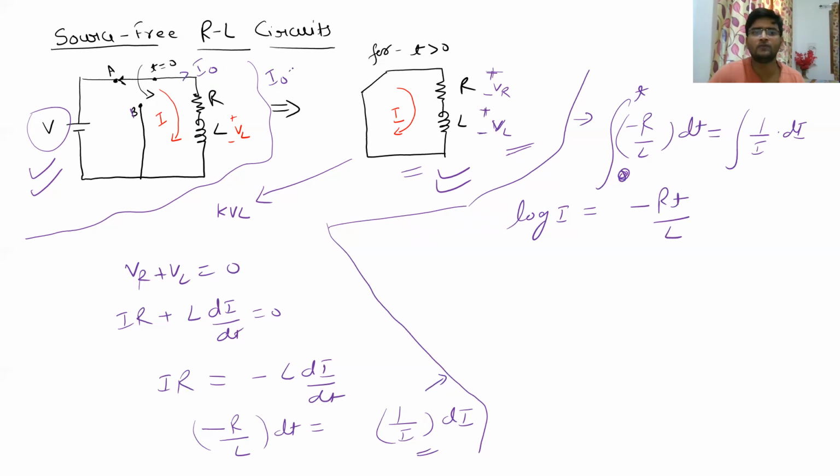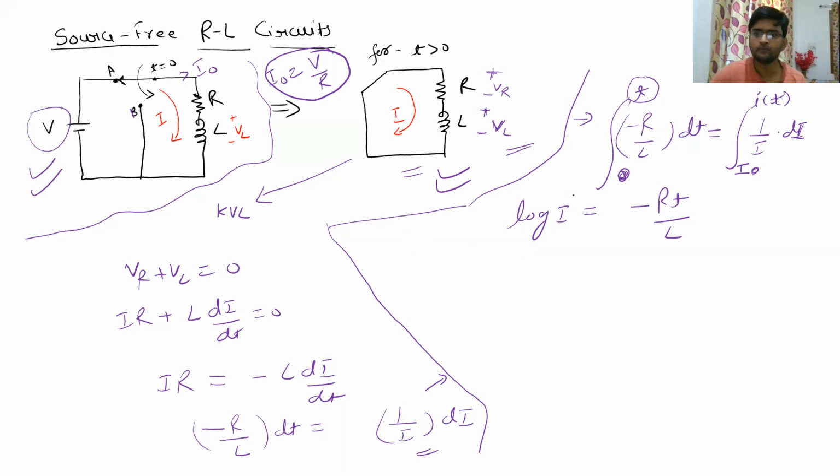And what would have been the value of I naught? In the steady state, as you already know, this inductor would have been short circuited, and the value of I naught would have been V divided by R. So I naught was nothing but V divided by R. At time t equal to 0, since the inductor does not allow sudden changes in current, your initial current would have been I naught, and your final current at time t is going to be I(t), since I(t) is a function of time.